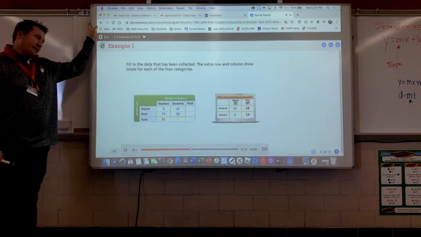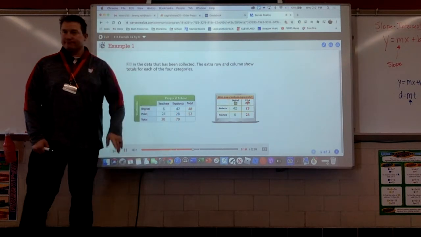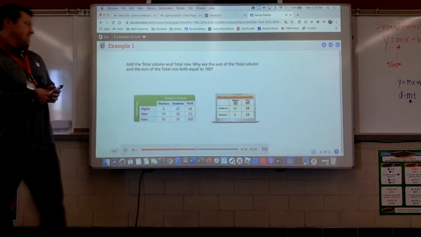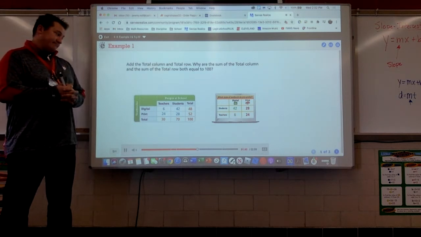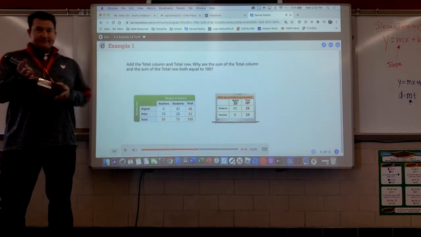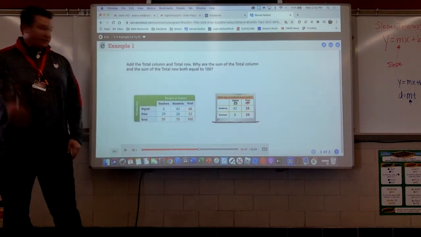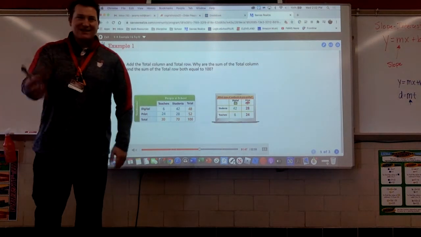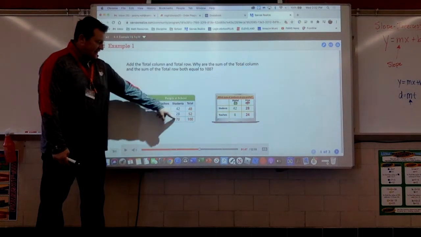Let's total the columns first. We're just adding here. Now, the rows. Just adding across. Add the total column and total row. Why are the sum of the total column and the sum of the total row both equal to 100? What do you guys think? Oh, look, folks. The order we add numbers in doesn't really matter. If we're adding the same four numbers, it doesn't matter if I add these across and then add them up, or if I add these down and then add them over.